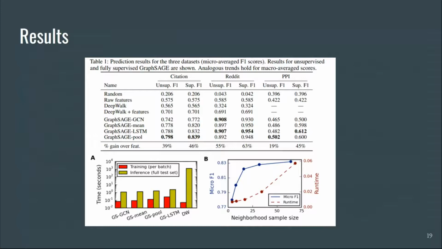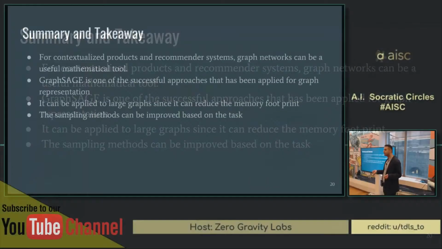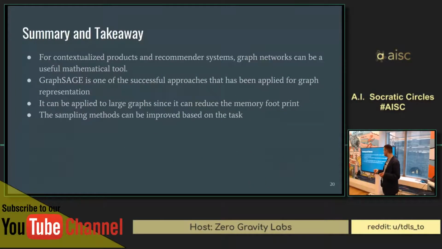And as you can see, the runtime increases dramatically with the sampling size, which is obvious, right? But then you see that there's a trade-off. You don't need to sample too much because there will be runtime associated with it, right? And what they show is that different types of GraphSAGE structures show better performance than the traditional models.